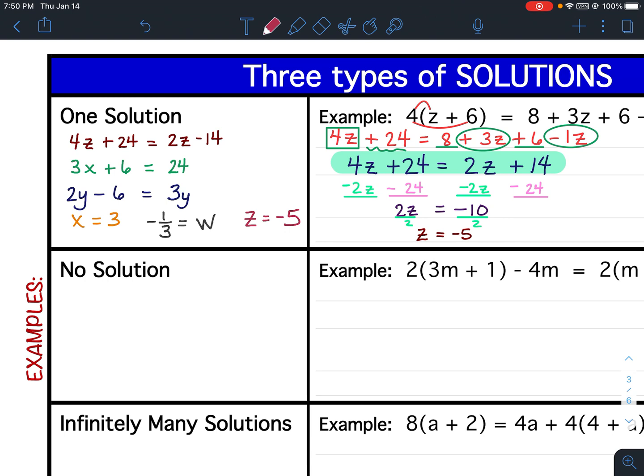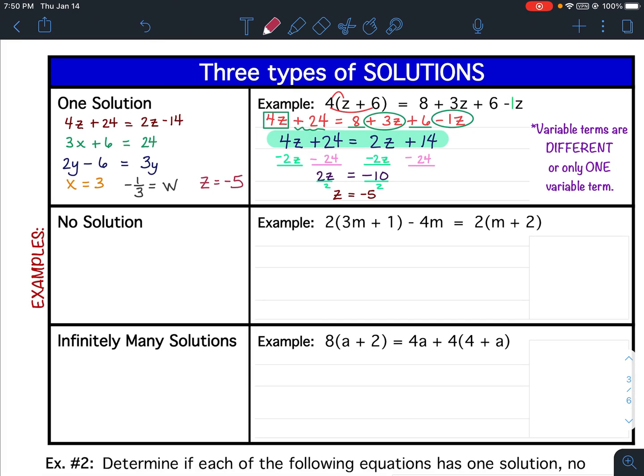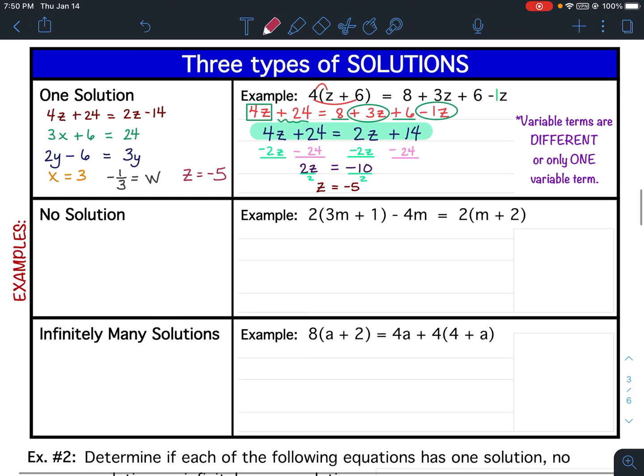When you do these problems, you'll stop after that second step. That part that I have highlighted, you wouldn't have to do anything after that. So, in other words, we wouldn't have to do any of this down there. So once you stop at that step, you look at your variable terms. If the variable terms are different, it's going to be a one solution problem. Okay, if you have any questions on one solution problems, please let me know.